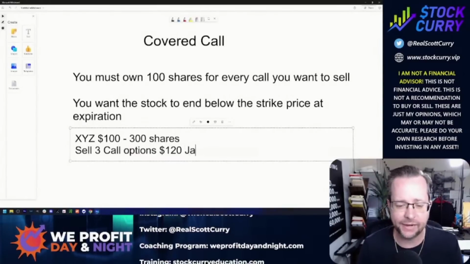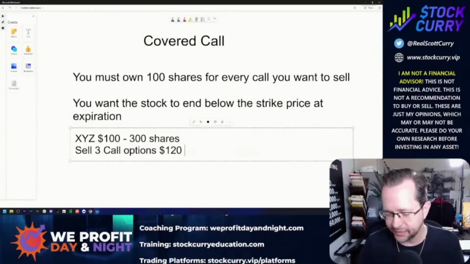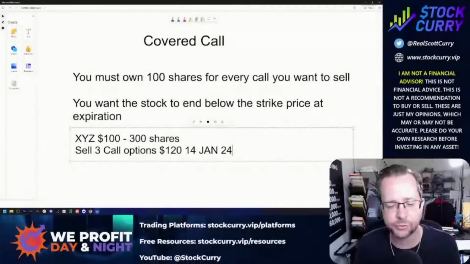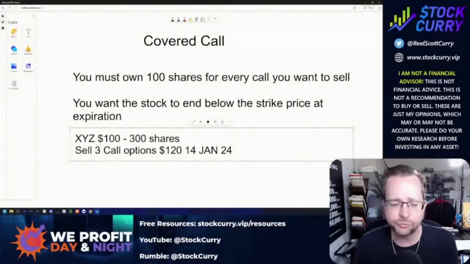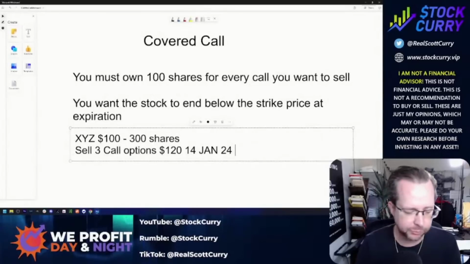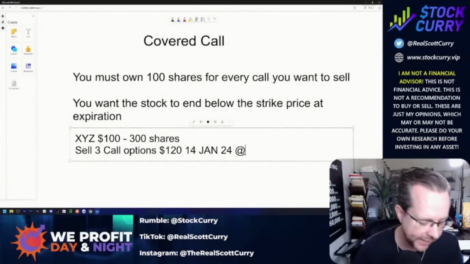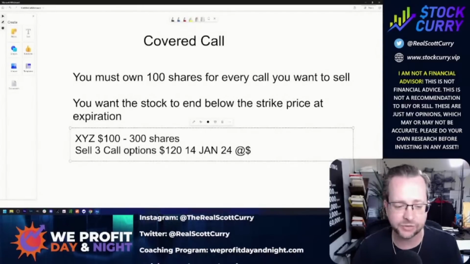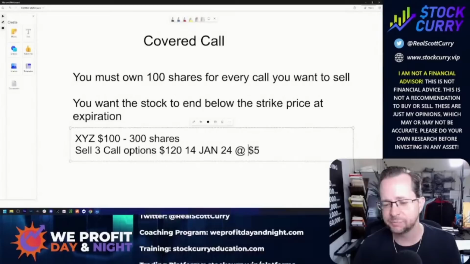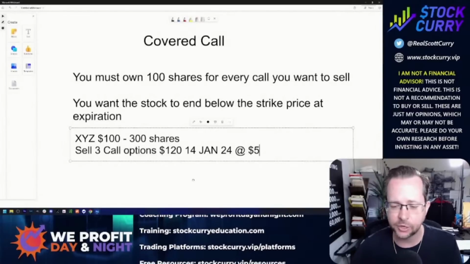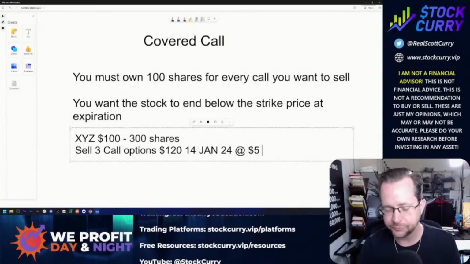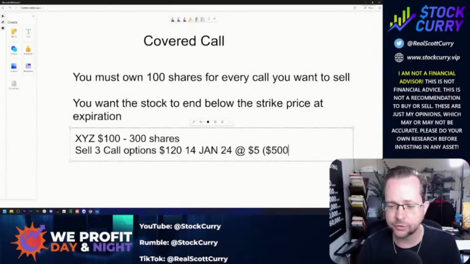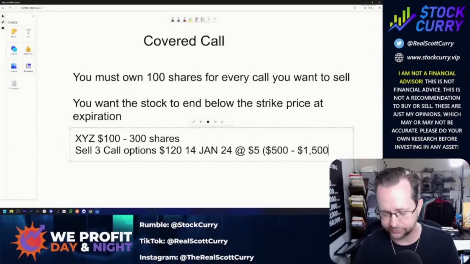So maybe you do a January 14, 2024 option, I'm just making up a date here, 6 months out. This is what you decided to do. So what's your premium going to be on that? I don't know. Let's say it's pretty far out, and $120 is pretty far above the current price, so let's say the contracts are $5 a piece. It's 100 shares, so it's $500 per contract, but you're doing 3 of them, so it's going to be $1,500.